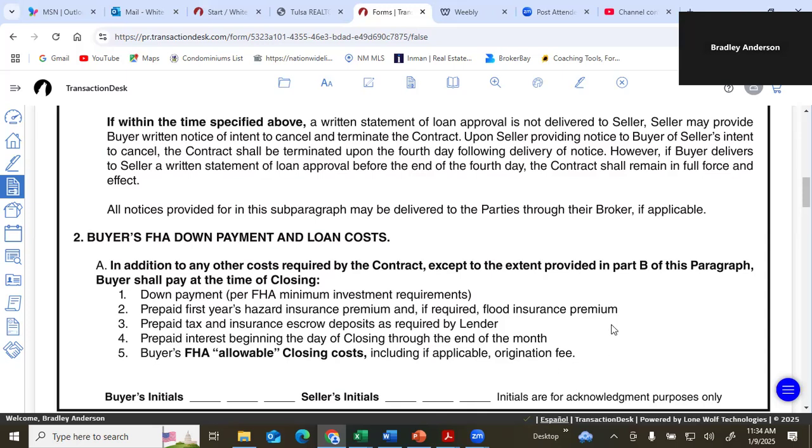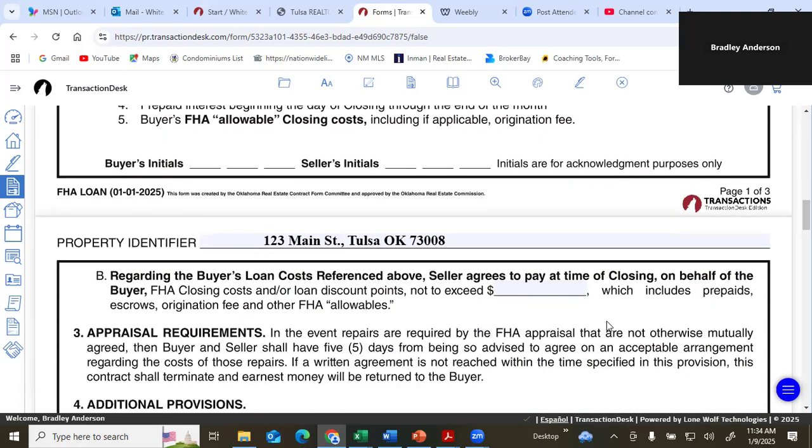All right, and if applicable, loan origination fee. All right, then it says Part B, regarding buyer's loan costs referenced above, seller agrees to pay at the time of closing on behalf of the buyer FHA closing costs and/or loan discount points not to exceed X amount. So this is if the seller is kicking in some money to pay for things that the buyer will need to pay. Okay, so not uncommon, but there is a place for that if the seller chooses to supplement the buyer's closing costs.